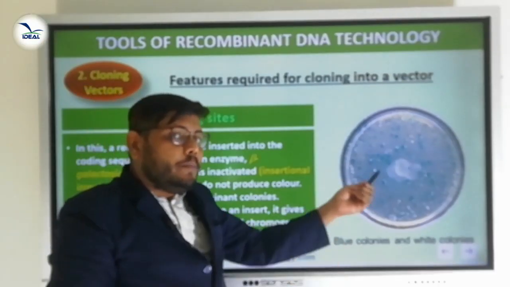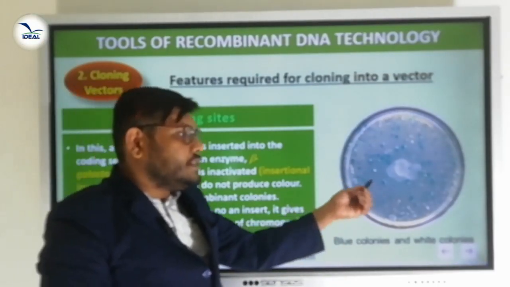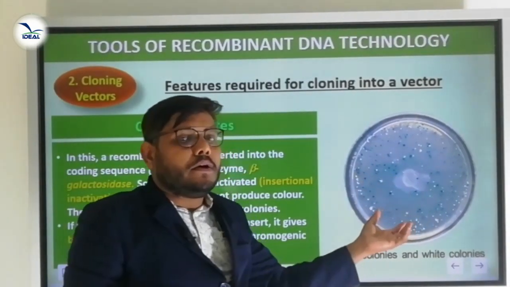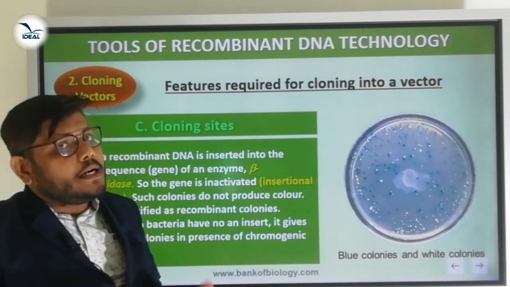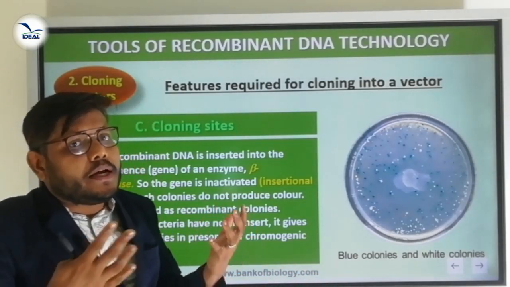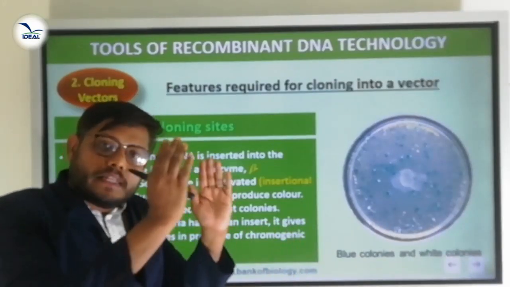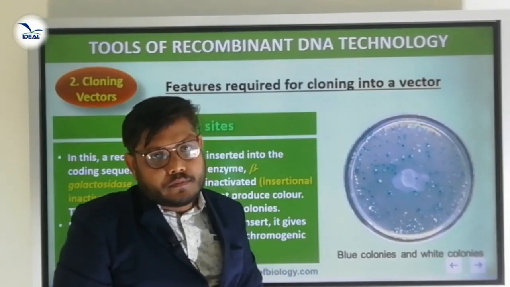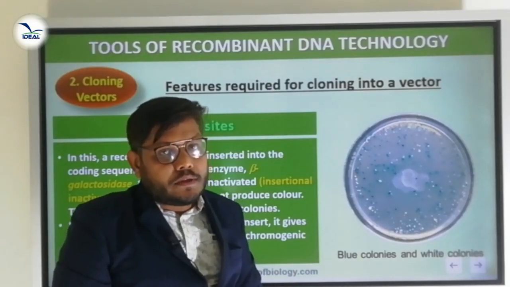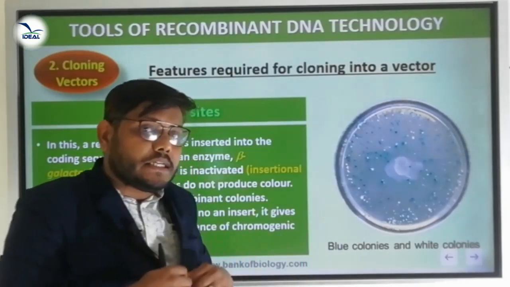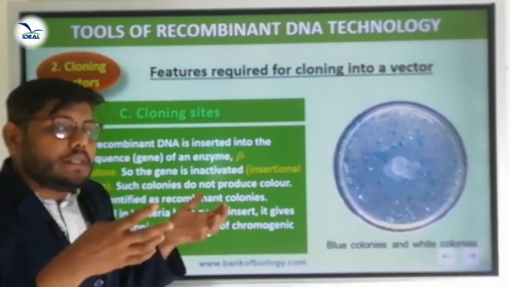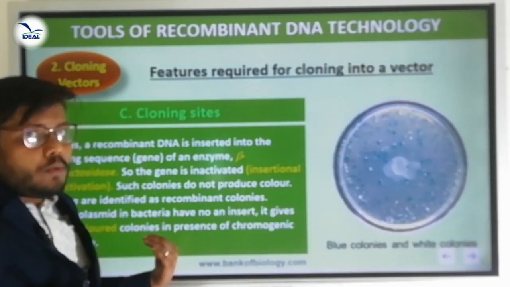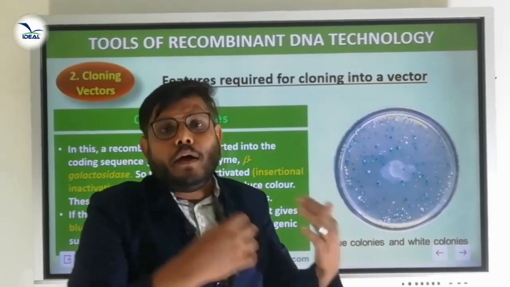Blue colonies mean the beta-galactosidase enzyme is present. White colonies mean there is no beta-galactosidase enzyme. If you introduce the foreign DNA within the coding sequence of the beta-galactosidase enzyme, that enzyme does not show any color. It becomes white, which means a transformant or recombinant is present. Understood? If the plasmid bacteria have no insertion, which means we have not inserted any recombinant DNA, the color becomes blue. This way we can select the recombinant from non-recombinant.